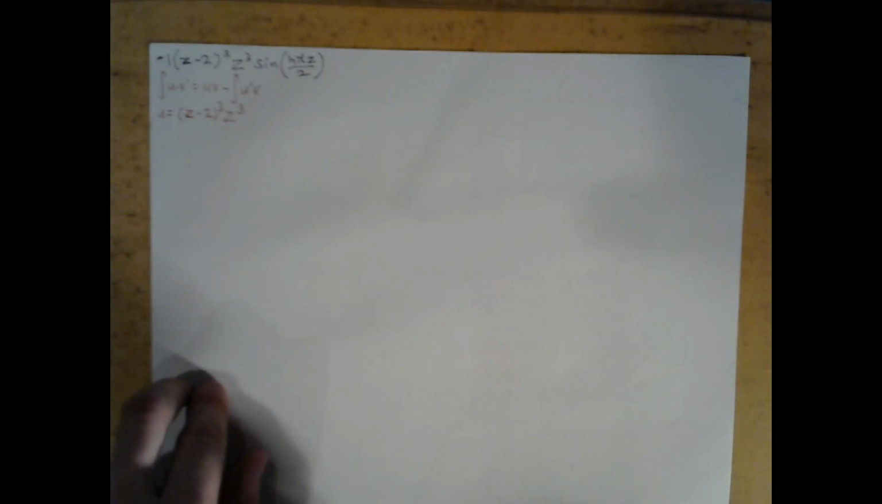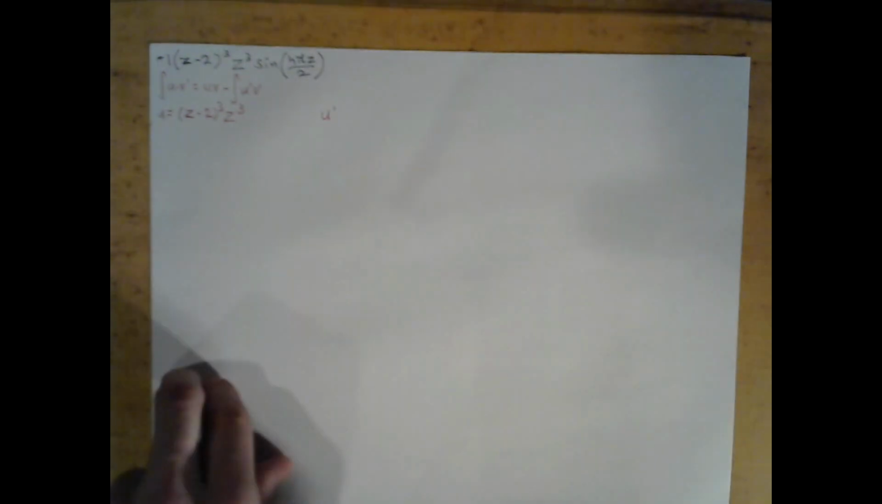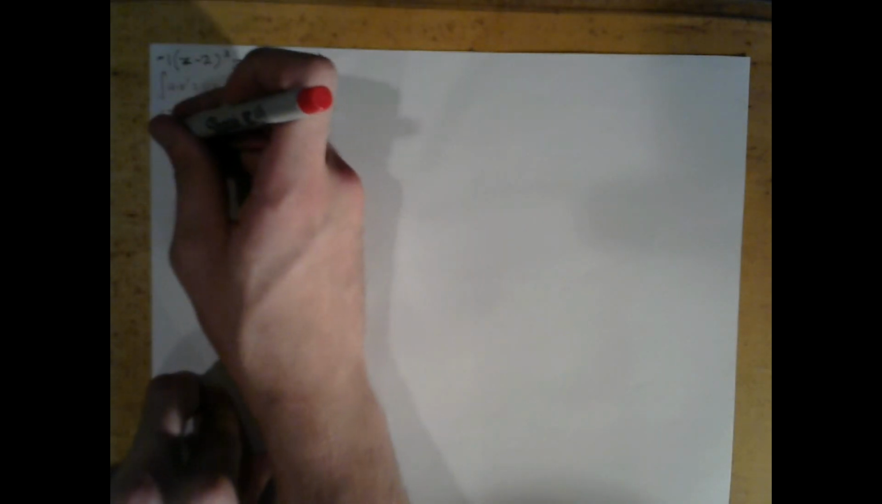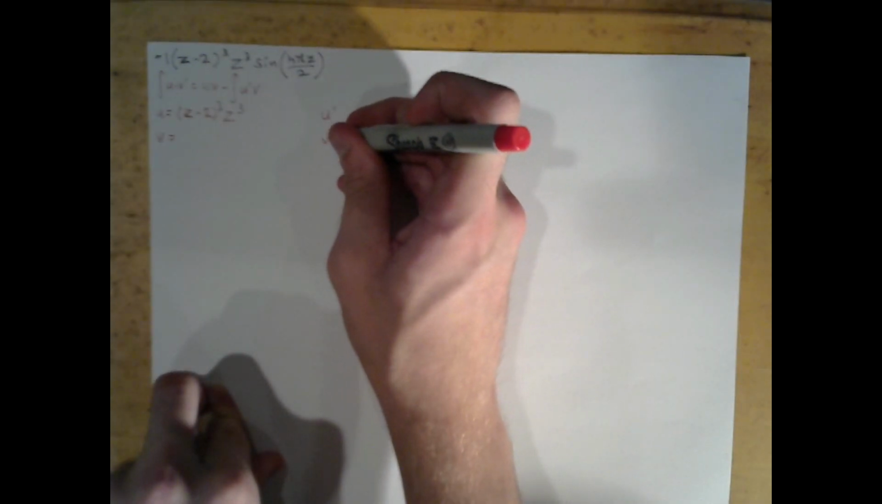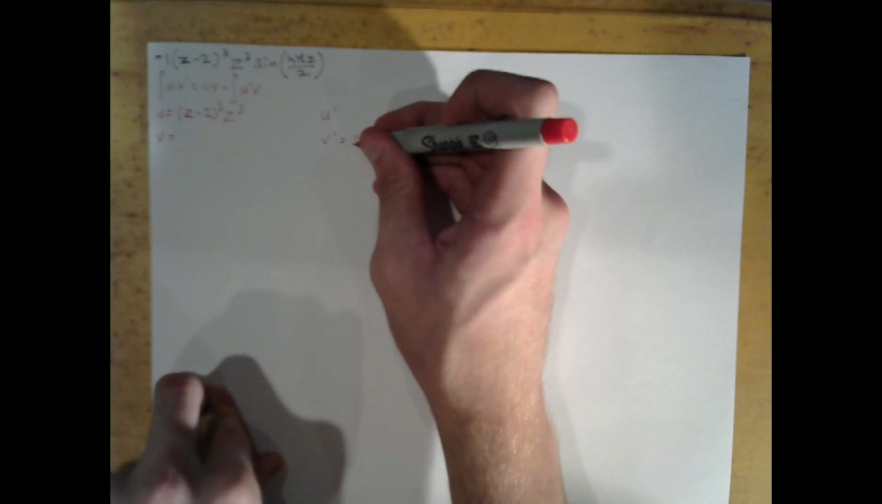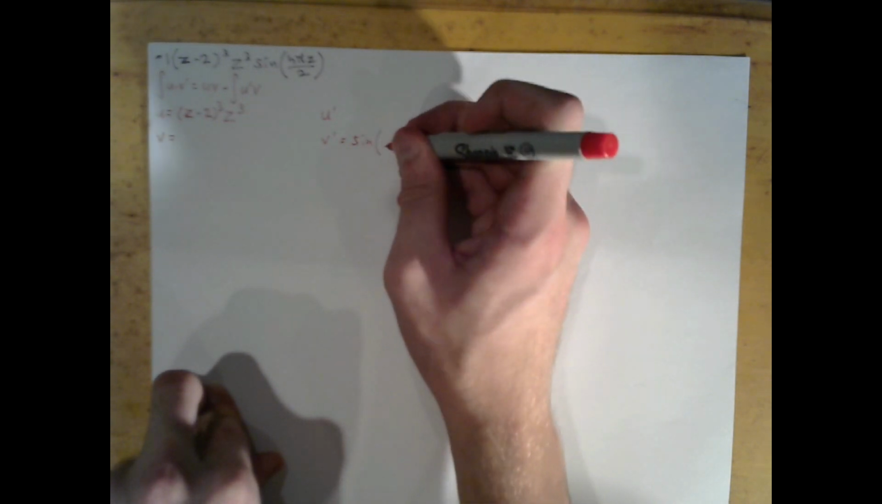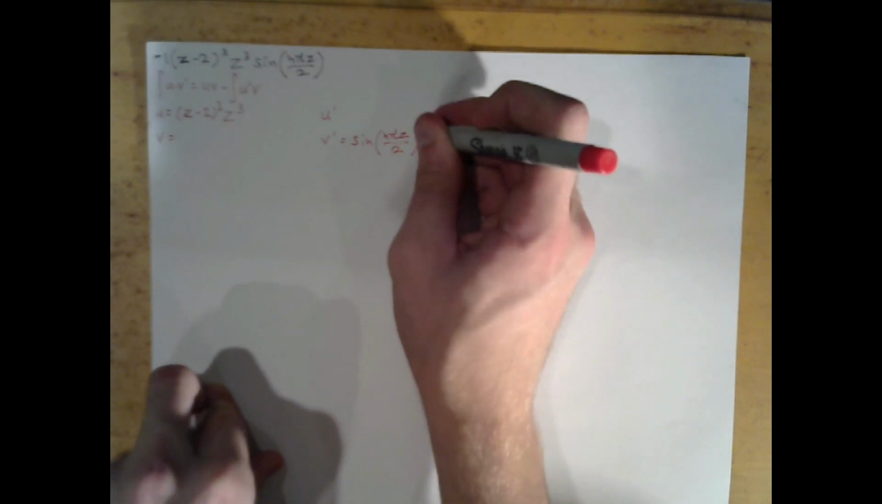Okay, so that's our u value. U prime, we're going to save that for later. Let's say v, save that for a minute. Let's say v prime is equal to sinh(πz/2).